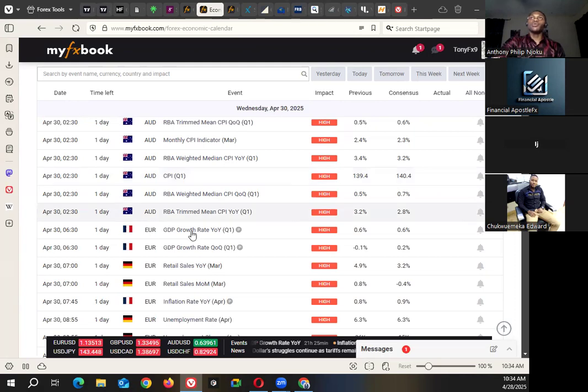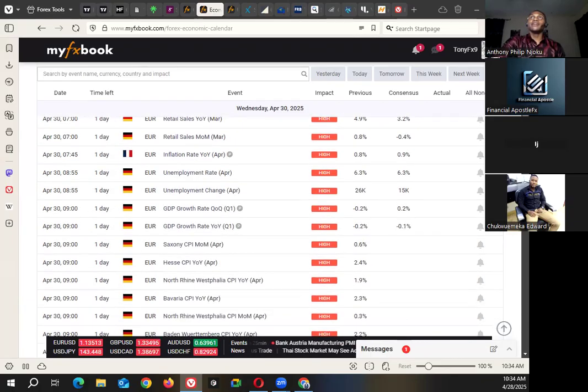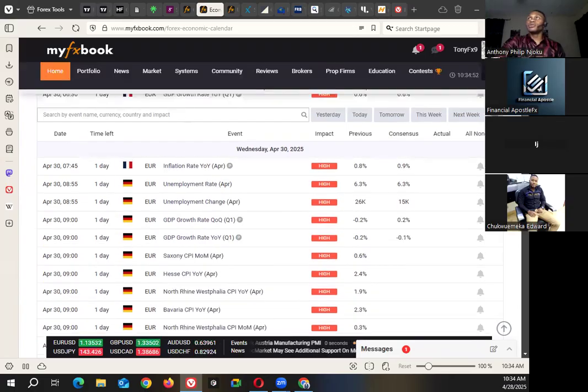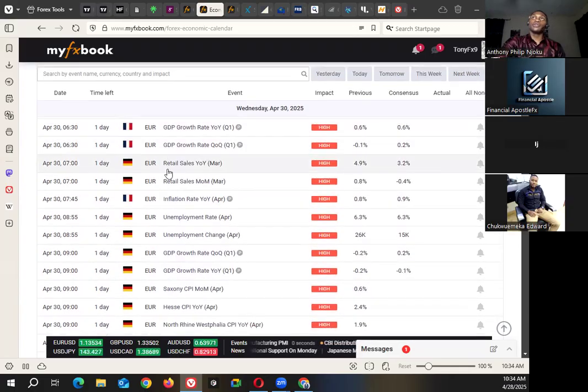Then early in the morning, we have the GDP growth for France. Okay, so like I said previously, a figure higher than 0.6 is good, a lower figure is bad. Then we have the retail sales followed on. Retail sales has to do with the sales of retail stores. Okay, so if you see a figure higher than 3.2, which means that the retail stores made profit, then it is good. Then if you see a figure lower than 3.2, it is bad.